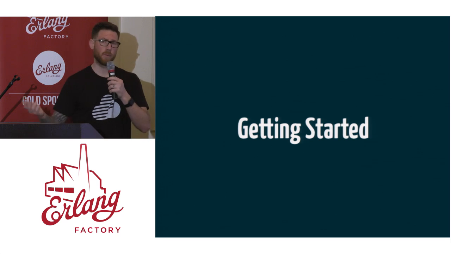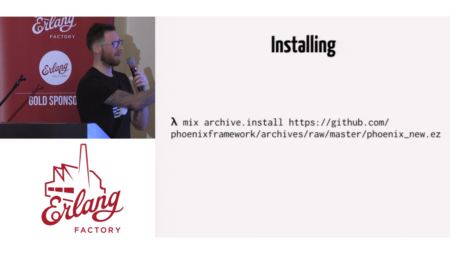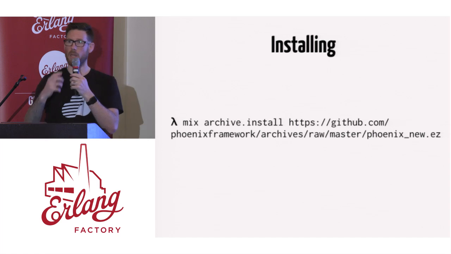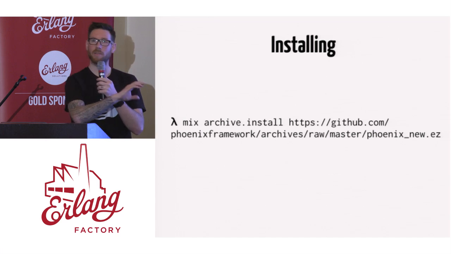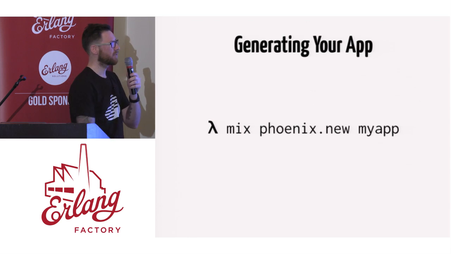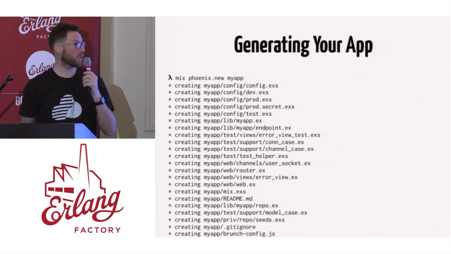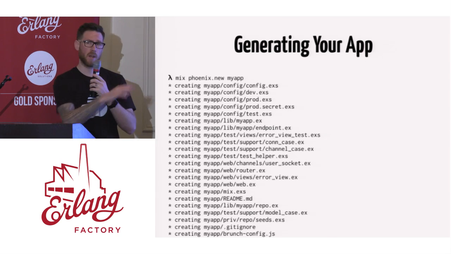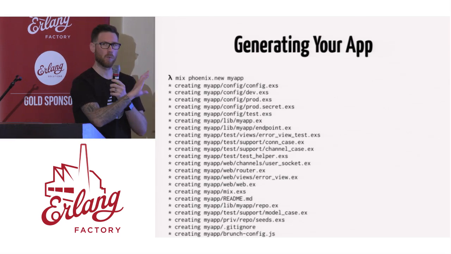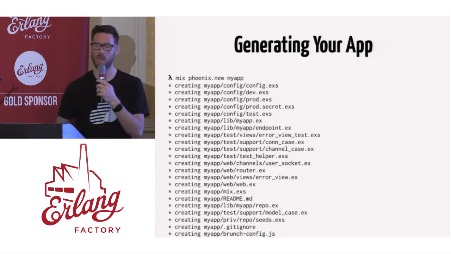So let's talk about how to get started with Phoenix. Installation is really simple. We have a mix archive install where you can just provide this URL and it will install an archive for you and you'll have it accessible across your whole machine. And then you can just use this command here, mix phoenix.new my_app, and it will go ahead and generate an application scaffolding for you, creating all the various files that you need to get started: configuration, your actual lib, and the web stuff, as well as all of the testing utilities and some tests that will help you get started.